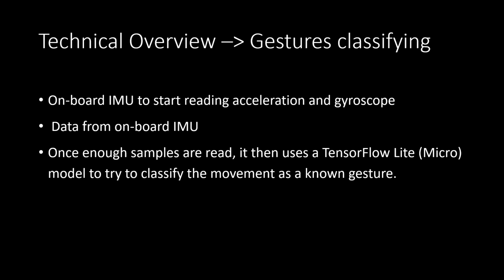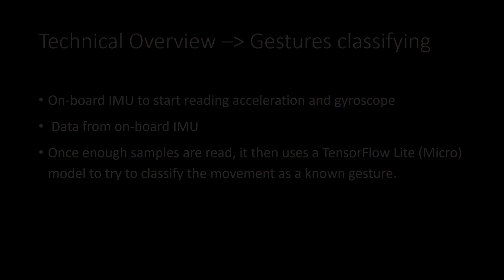For the gestures classifying, the onboard IMU will start reading acceleration and adjust crop, and once enough samples are read, it then uses a TensorFlow-like model to try to classify the movement as a known gesture.